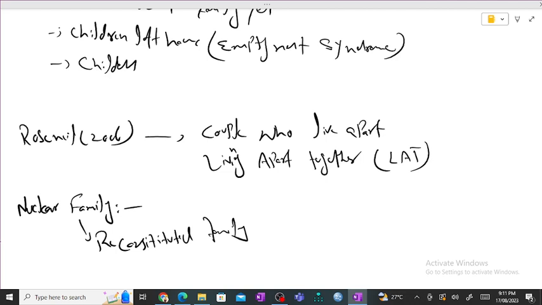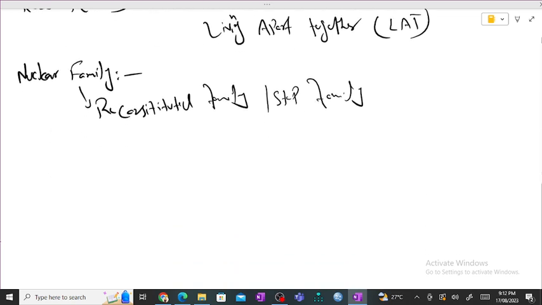Now what is a reconstituted family, also known as a step family? A step family results from the breakup of one family due to death or divorce. When a reconstituted family develops, it develops due to the breakup of one family and reassembles as a new family through marriage or cohabitation. So what is reconstitution? Reconstitution is the making of one more new family, through marriage or cohabitation.